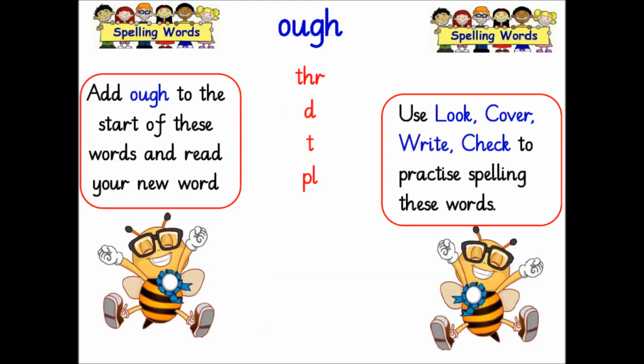Okay, so if it's THR, do you know what that word is? It's through. And if it's D, it's dough, as in play-doh or donut. If it begins with T, it's tough. And PL is plough, although they're all spelt OUGH.